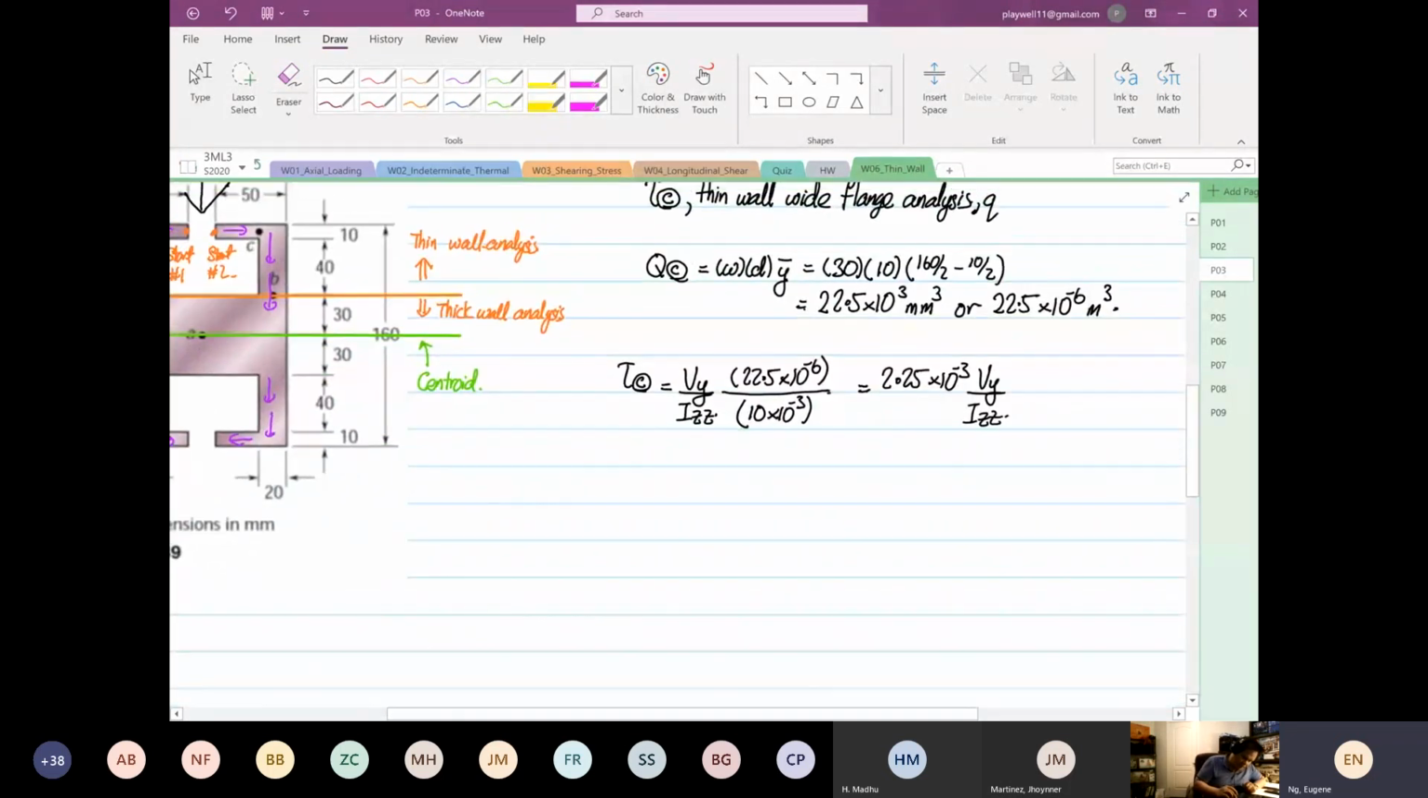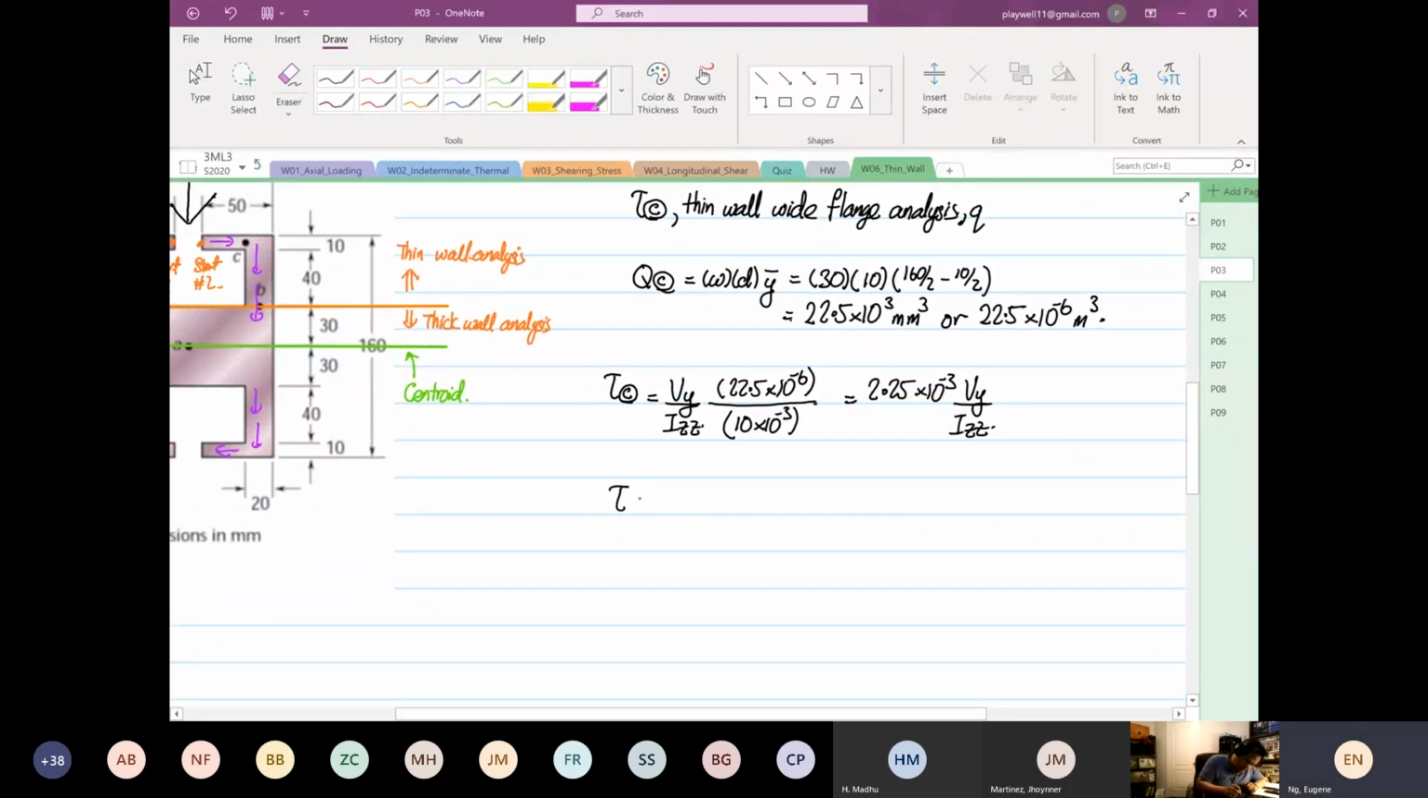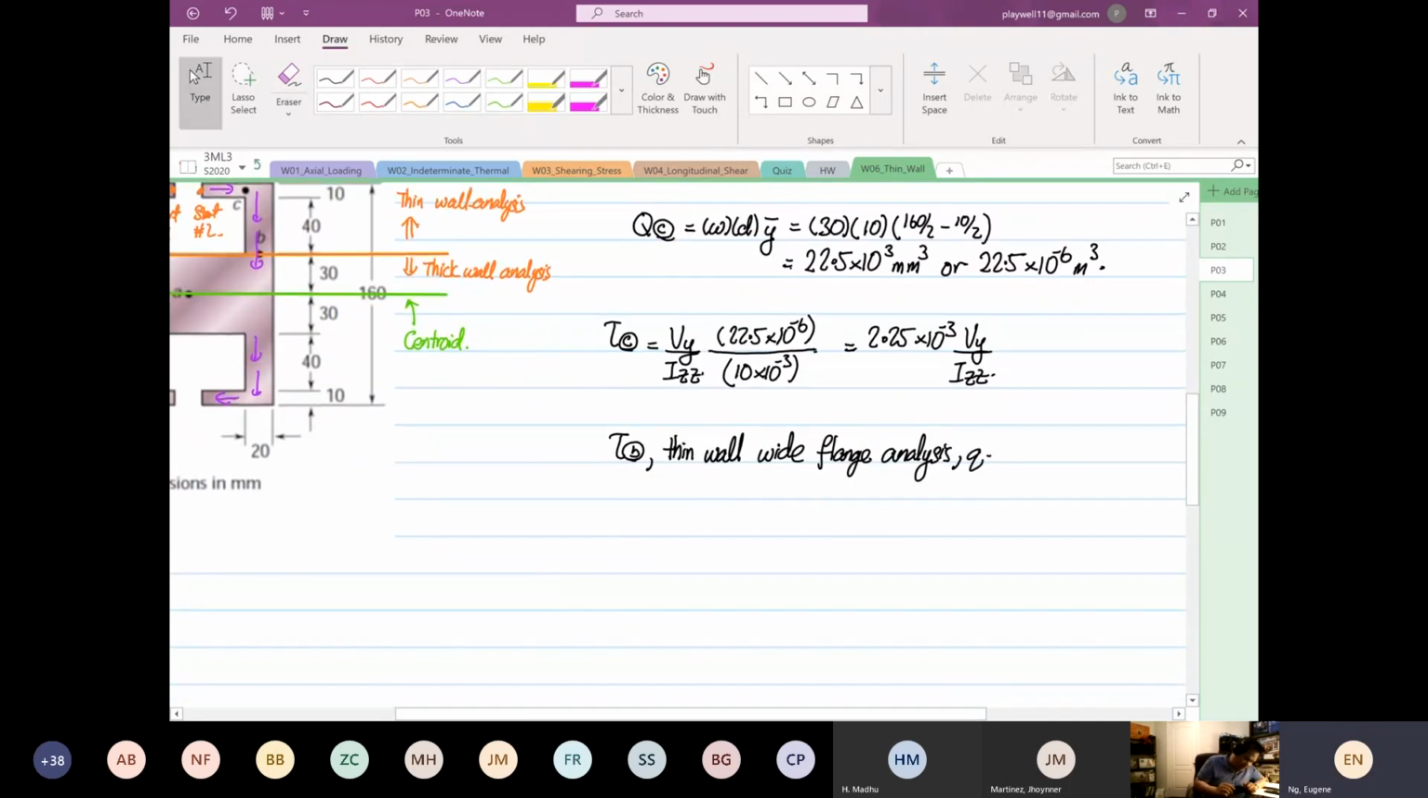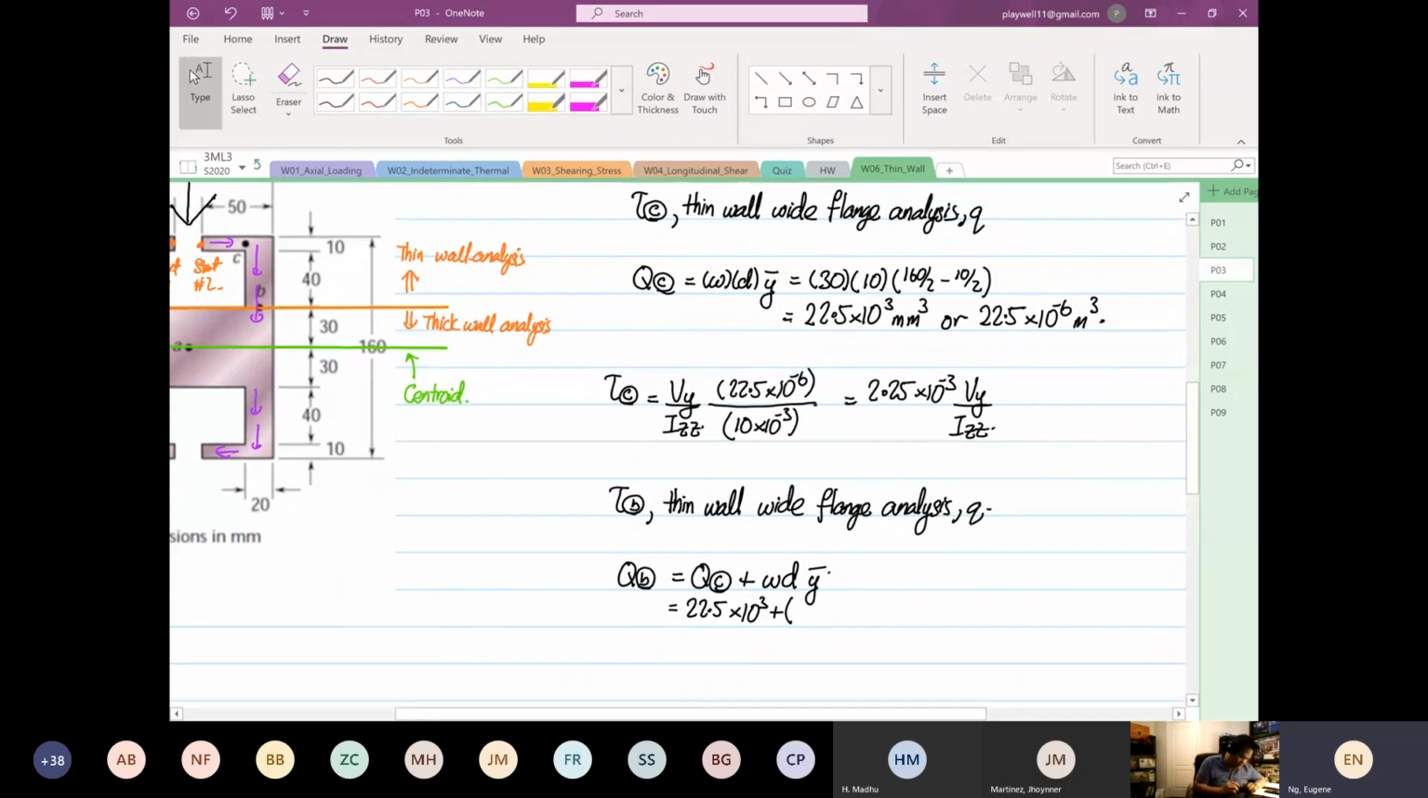Next we're going to find the shear stress at point B. Again, thin wall, wide flange analysis. Again you have Q. The Q at point B is equal to Q at point C plus the width, depth, and Y bar. So this is equal to 22.5 times 10 to the power of 3 plus the width, which is equal to 20. The depth, 40 plus 10, is 50. The distance is equal to 160 divided by 2.